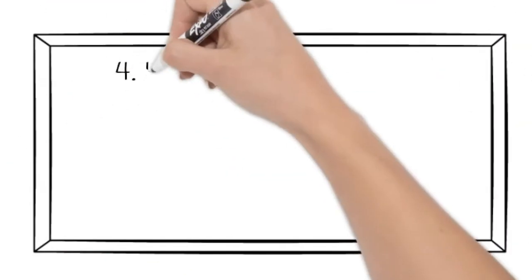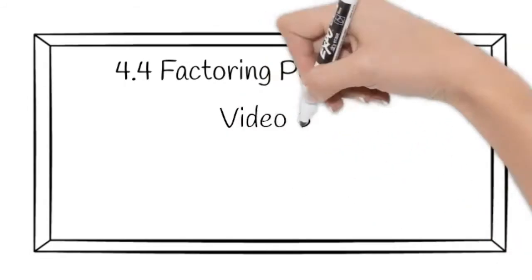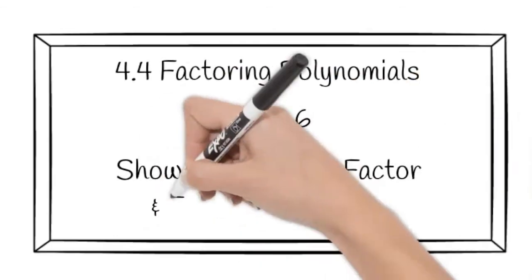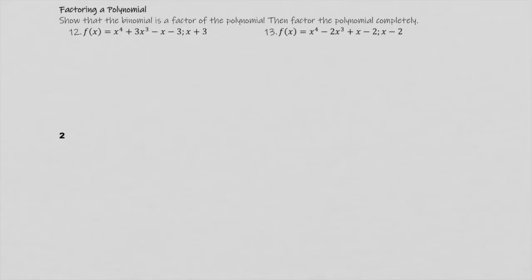All right, we're still on 4.4, factoring polynomials. This is the last video, video number 6. Now we're going to show that a binomial is a factor and then factor it completely. So we do the same steps as in number 5, but then we have to factor all the way.